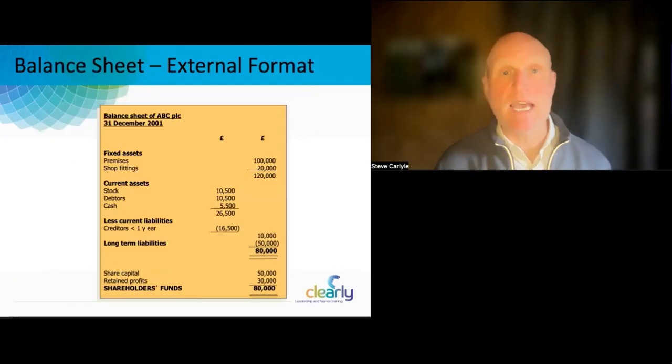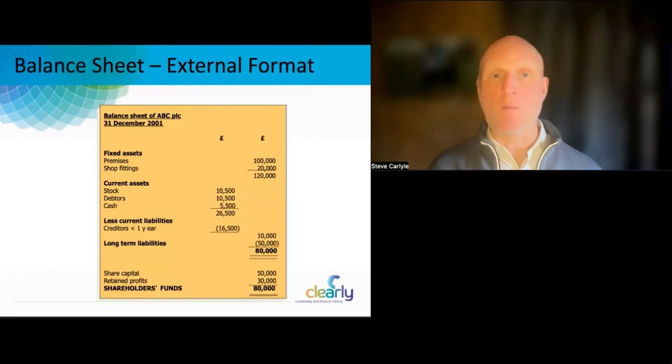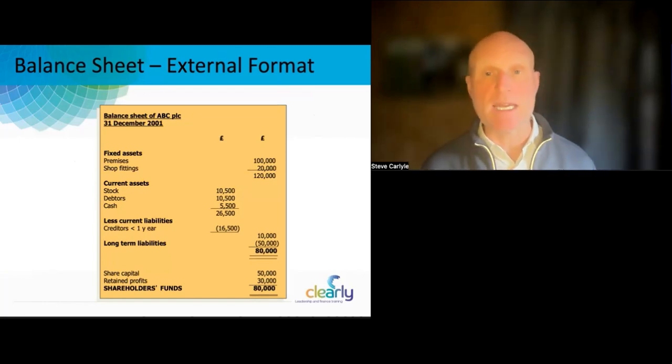Okay, there's a balance sheet format. That's what one looks like. If you were presenting a balance sheet and showing it to your shareholders, the ones that you actually have to file at Companies House would look very, very similar to that. It might be called a balance sheet. It might also be called a statement of financial position. Remember, it's got more than one name. You can use either name in the UK.